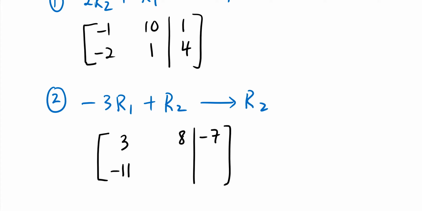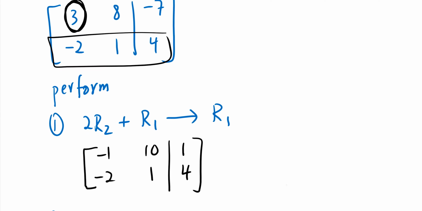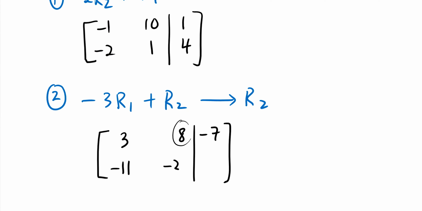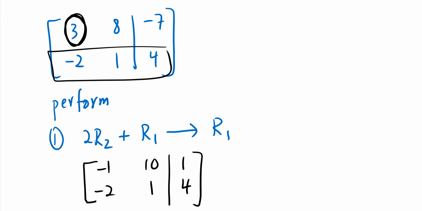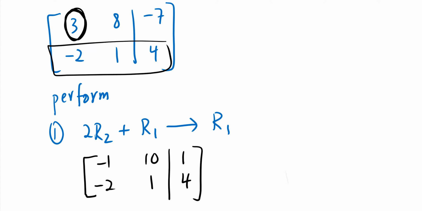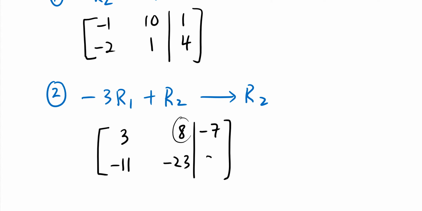So multiply this by negative 3, that's negative 24. Negative 24 added to 1 is negative 23. Okay, next one, multiply the negative 7 by negative 3, that's 21. 21 added to 4 is 25. So these are just quick operations.